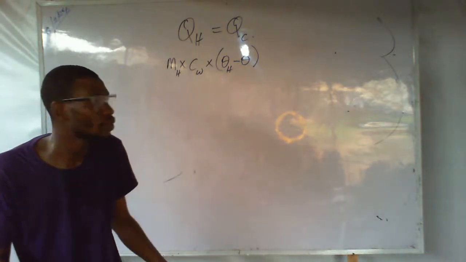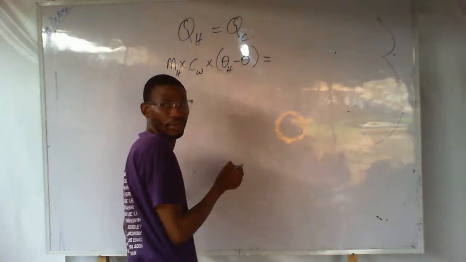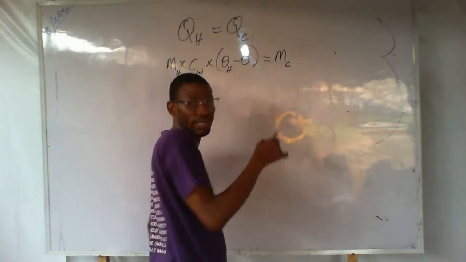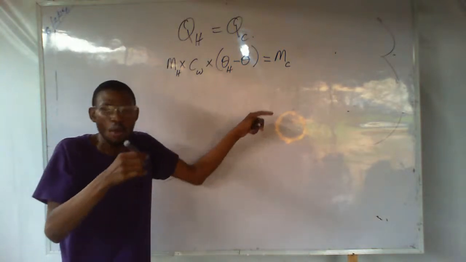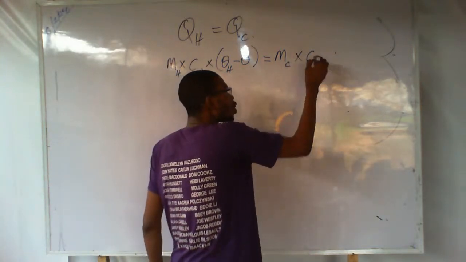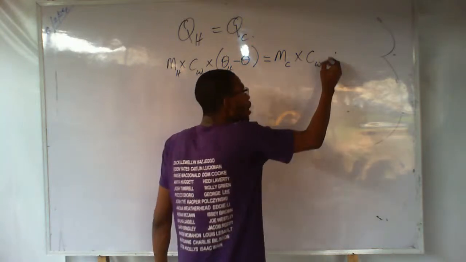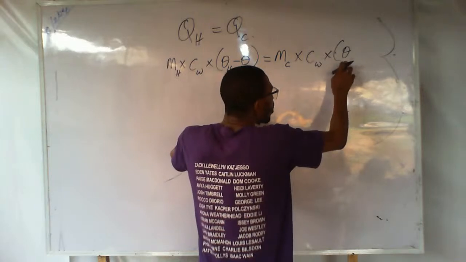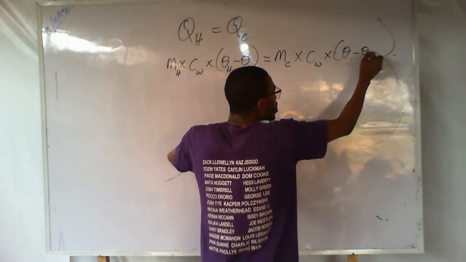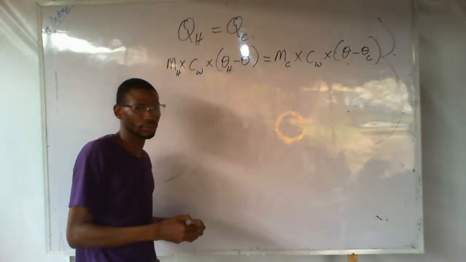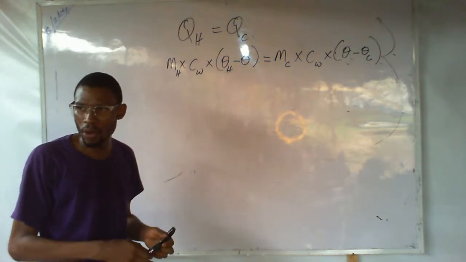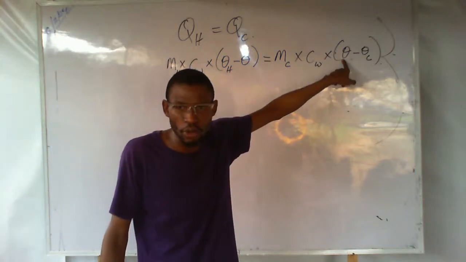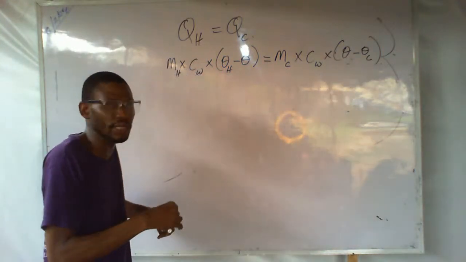Now this is equal to the mass of the cold water, that's the cooler water, multiplied by the specific heat capacity of water, that is given, then multiplied by the equilibrium temperature minus the temperature of the cold water. So this is the temperature of the cold water, and this is the final equilibrium temperature. Now let's put in the values.